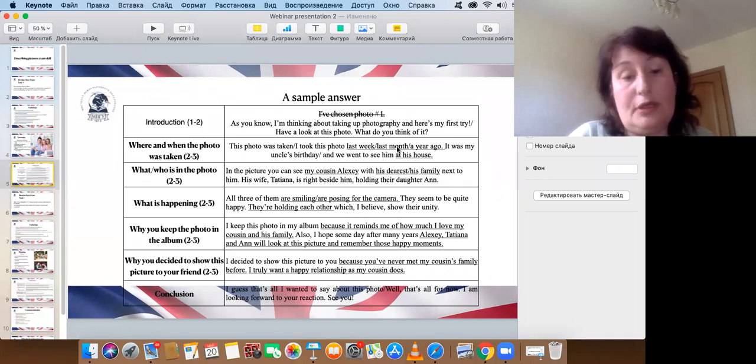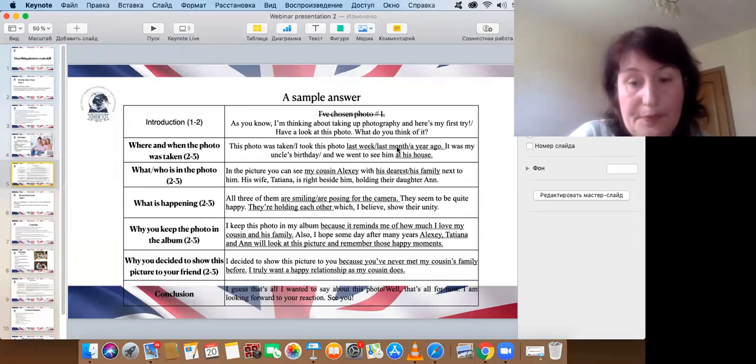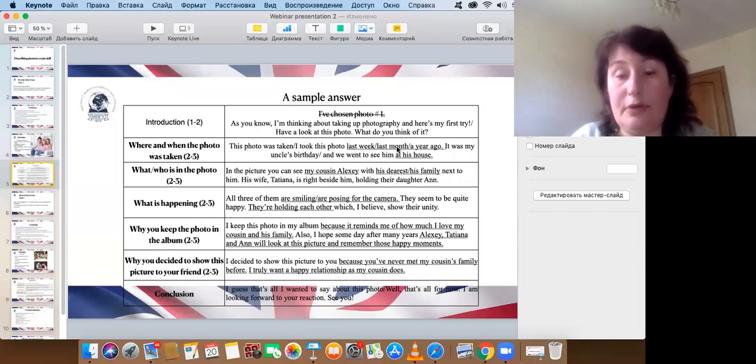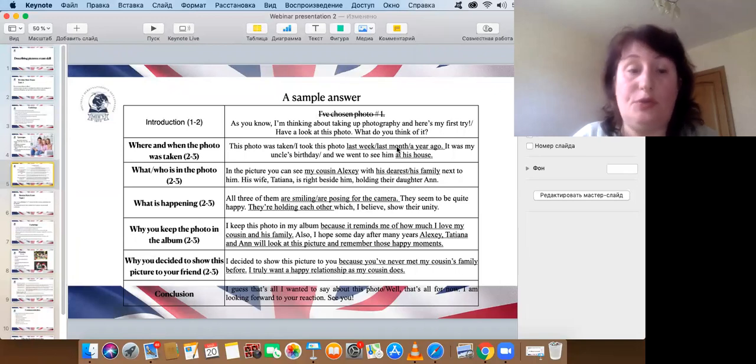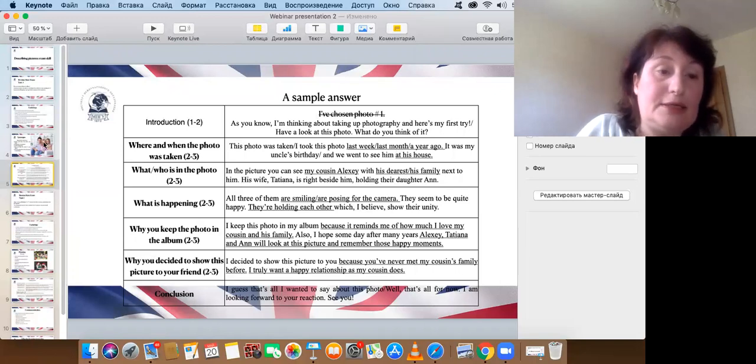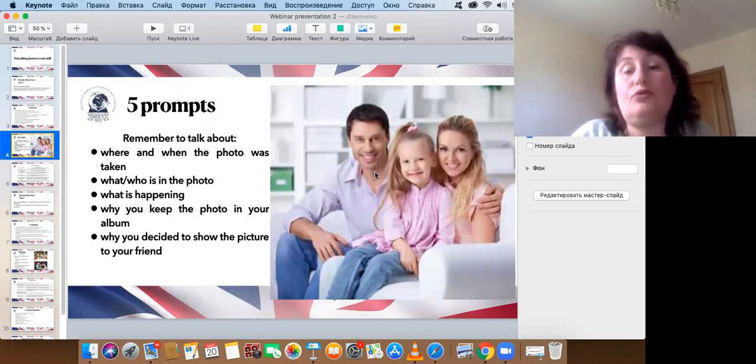The next step is to describe what is happening. And again, you may just say 2 or 3 sentences. Well, I just wrote all 3 of them are smiling or are posing for the camera. They seem to be quite happy. Yes, they're holding each other, which I believe shows their unity. The problem here is that this is a motionless picture, and they're just sitting and smiling. That's why it's really difficult to say what is happening in the photo.